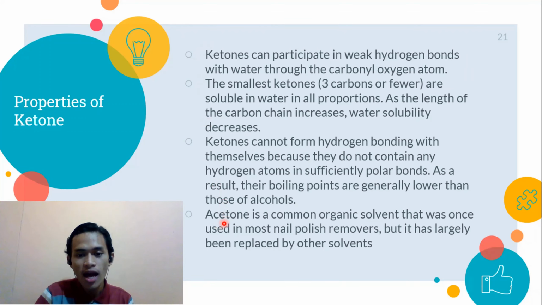And the last one, acetone, or as we know 2-propanone, is a common organic solvent that was once used in most nail polish removers, but it has largely been replaced by other solvents. So in organic solvents, not only acetone we use, but also benzene or n-hexane.